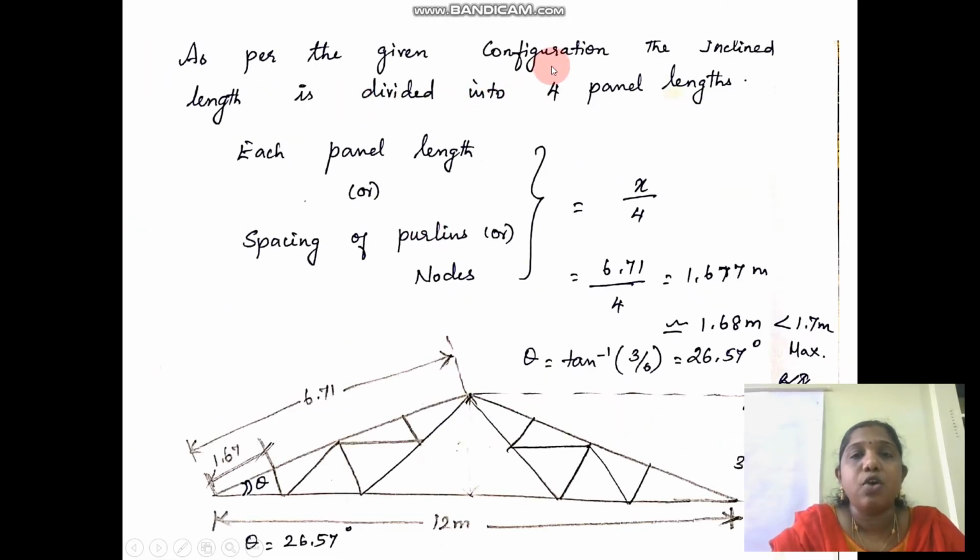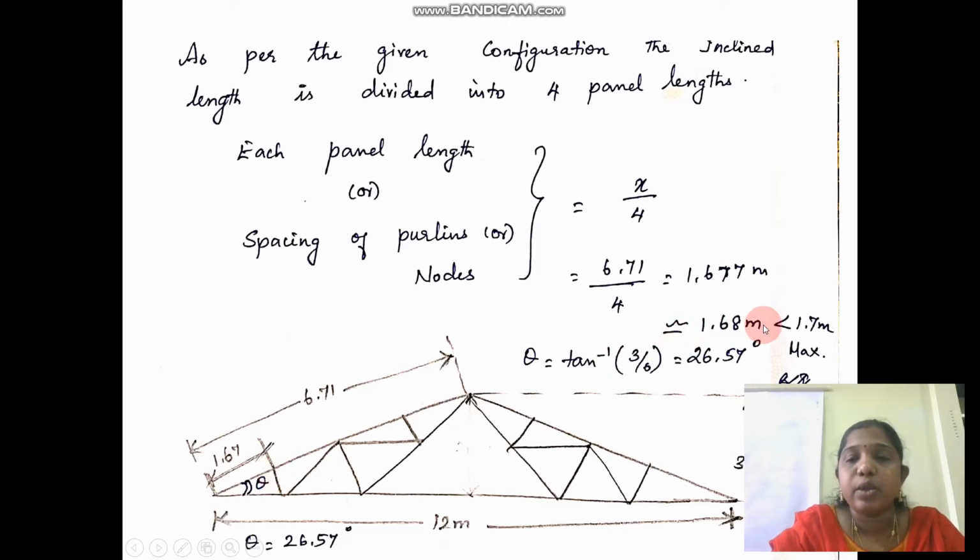Now, the configuration is given in the problem. In this configuration, if you see, there are 4 panels in the truss. So for 4 panels, you have to divide the inclined length by 4, which is equal to 1.67 meters, which is less than your 1.7 meters for a GI sheeting. Why it is so in case of a GI sheeting, the spacing of purlin, is because here you can place one purlin here, here, here, as well as here. So the purlin locations you can place exactly at the nodal points.